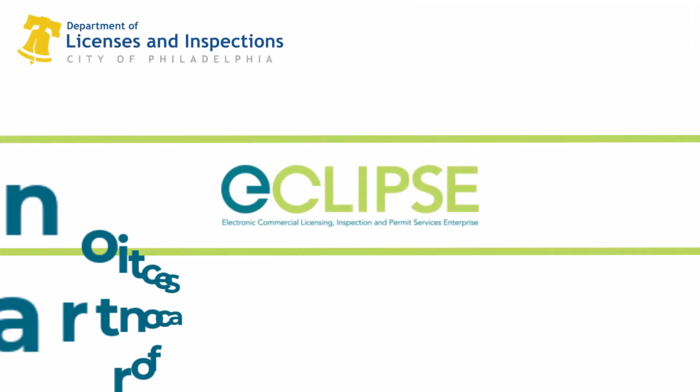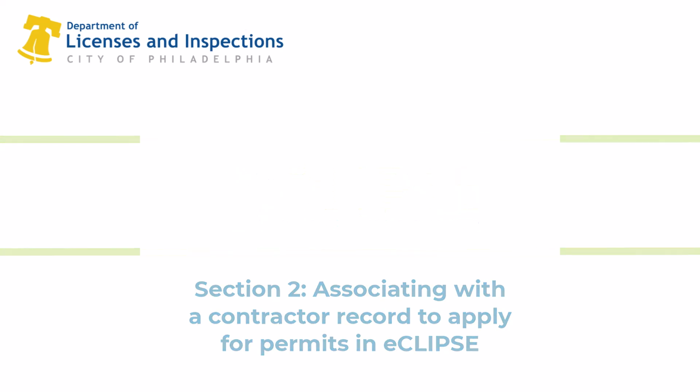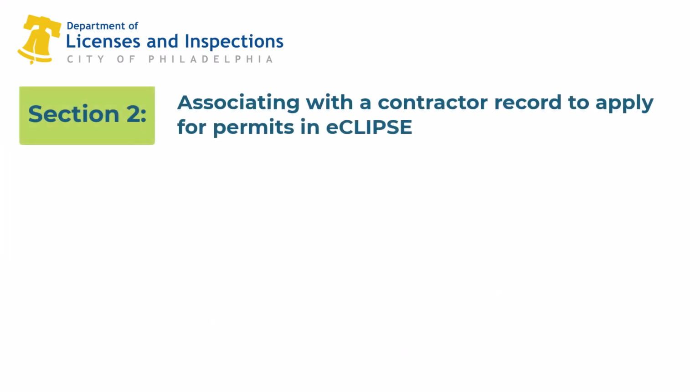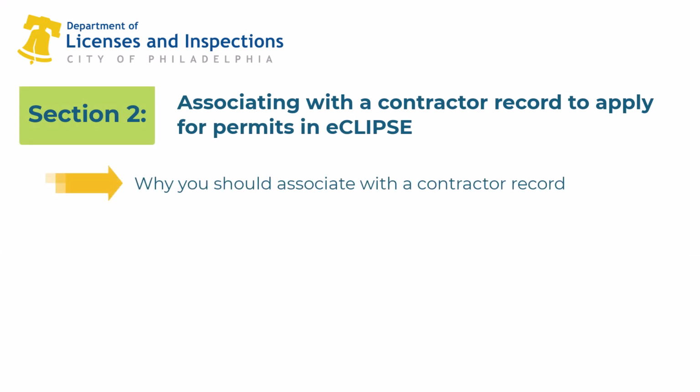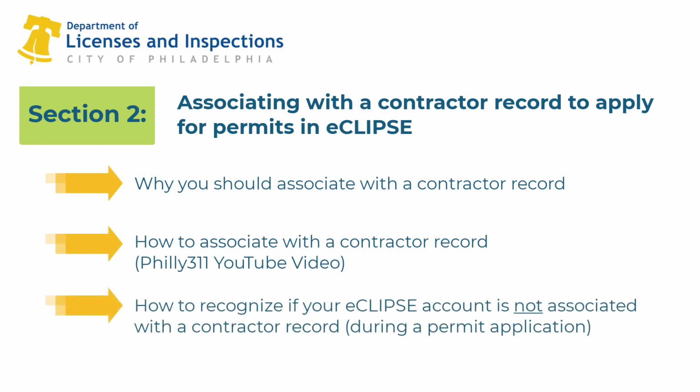Section 2. Associating with a contractor record to apply for permits in eCLIPSE. In this section, we'll look at why you should associate with a contractor record, how to associate with a contractor record, and how to recognize if your eCLIPSE account is not associated with a contractor record during a permit application.